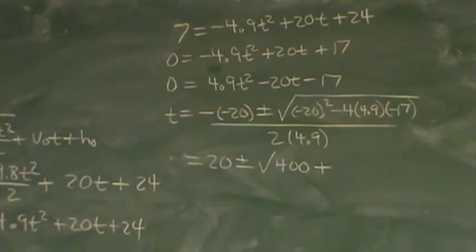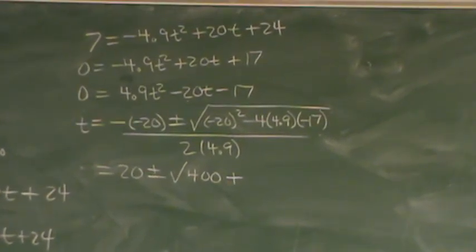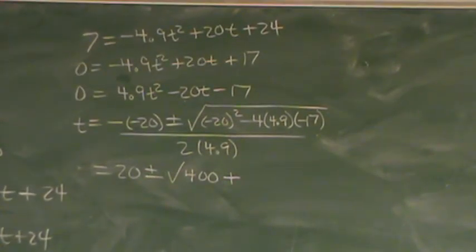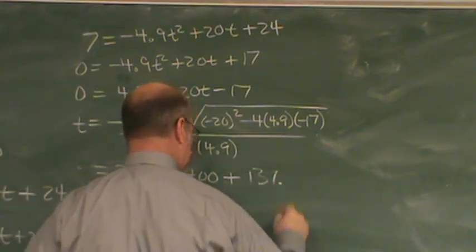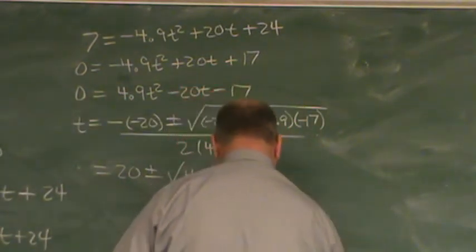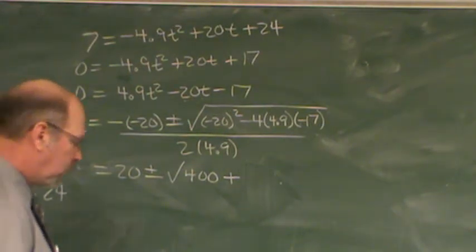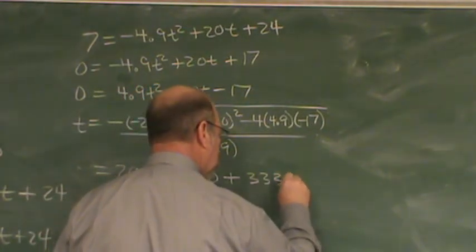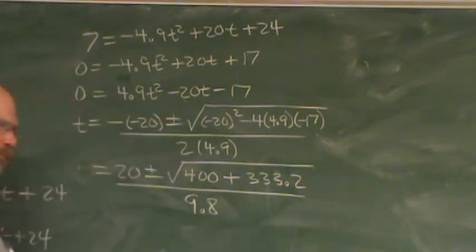Right about here is where I need a calculator. It's important to recognize that you're going to have a plus between those two terms under the radical. Now, if you take 4 times 4.9 times 7, you get 137.2. Isn't it 17? Don't you multiply by 17? Yeah, you do. Thank you. I'm about to make a mistake in front of the world. 4 times 4.9 times 17 is 333.2, over 9.8. Yes?